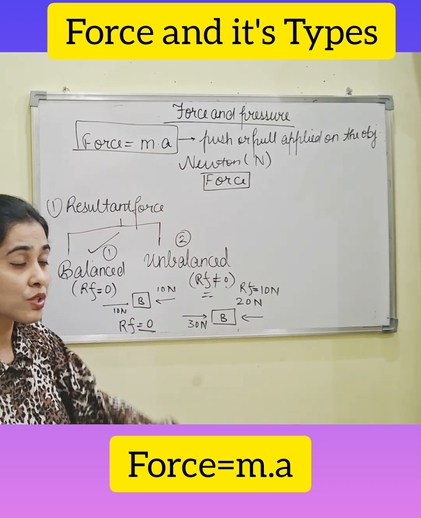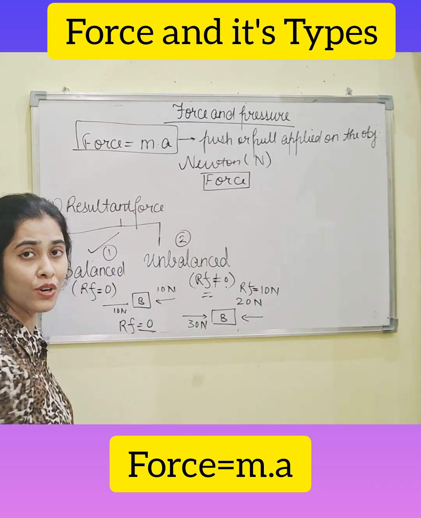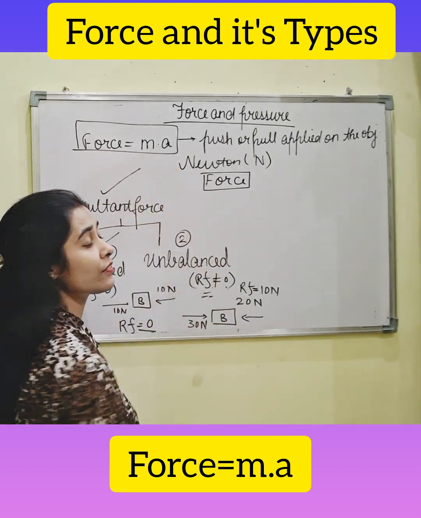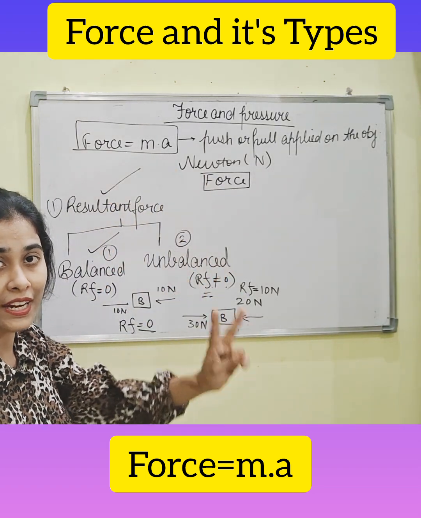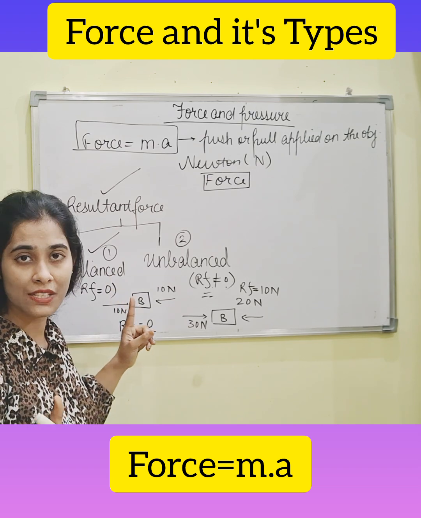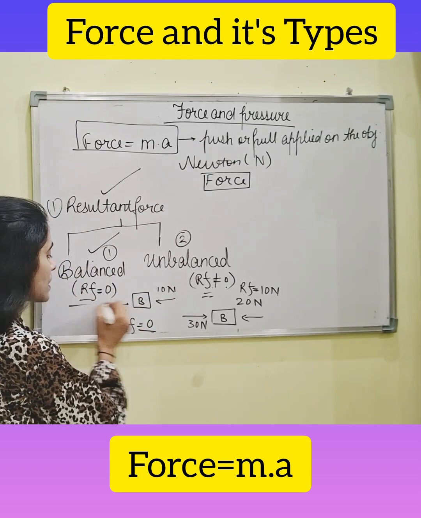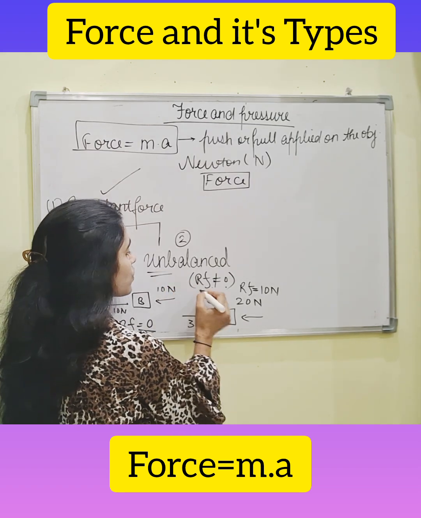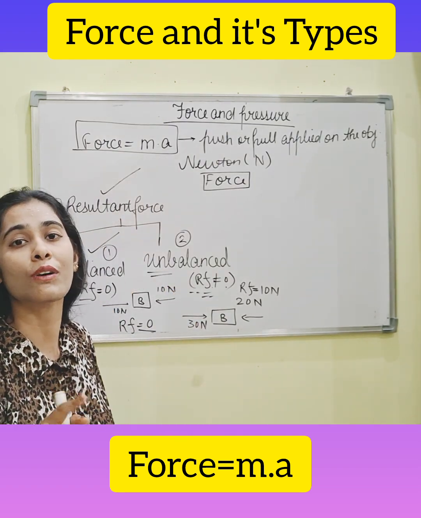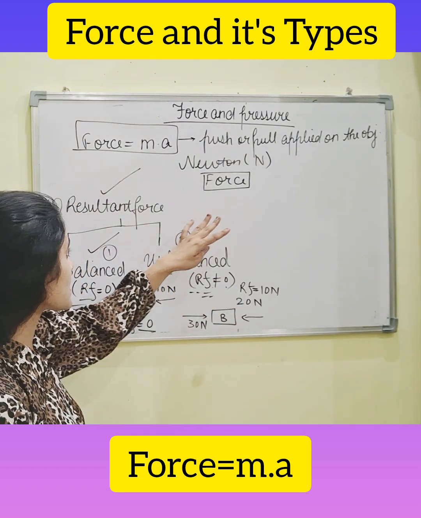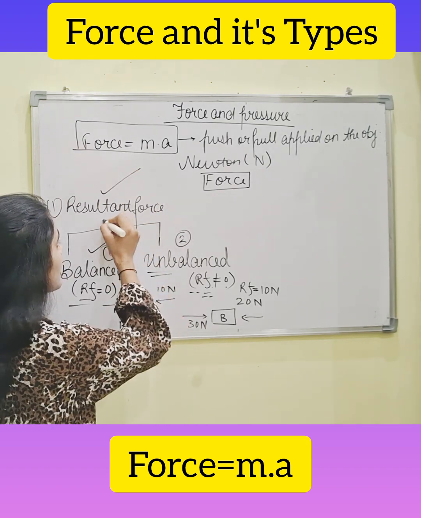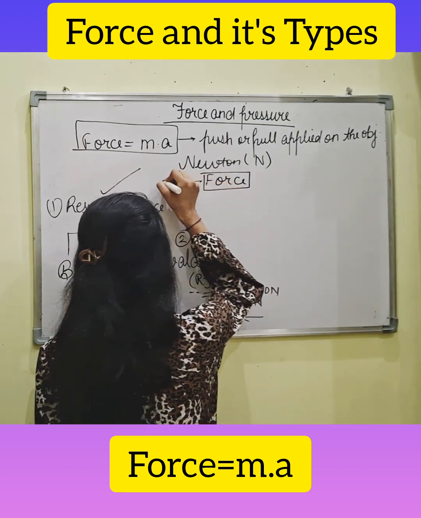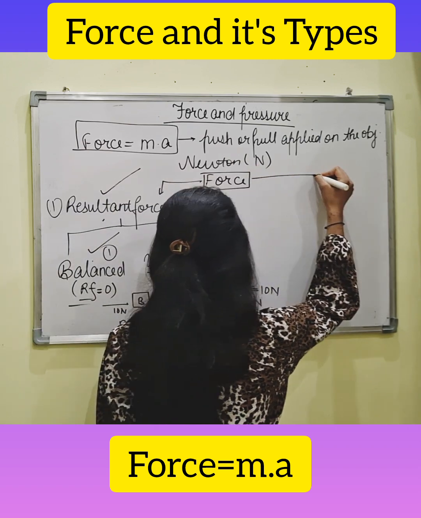So I think you have understood what balanced force and unbalanced force are. Again, the force on the basis of resultant force is divided into two parts. The first one is balanced force, where the resultant force is equal to 0. The second is unbalanced force, where the resultant force is not equal to 0. So this is on the basis of resultant force.